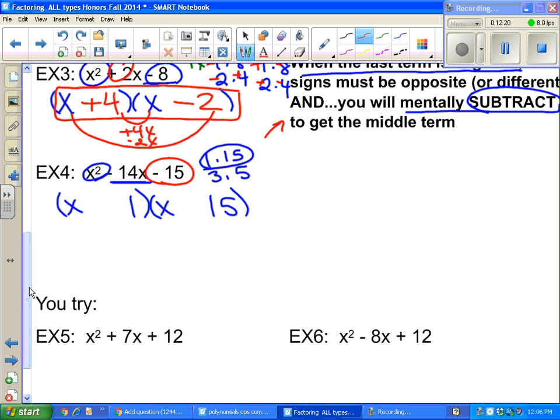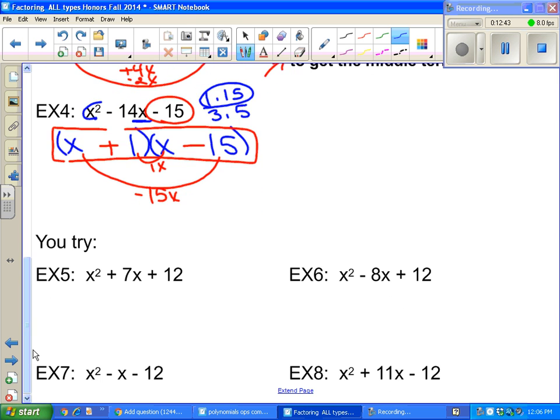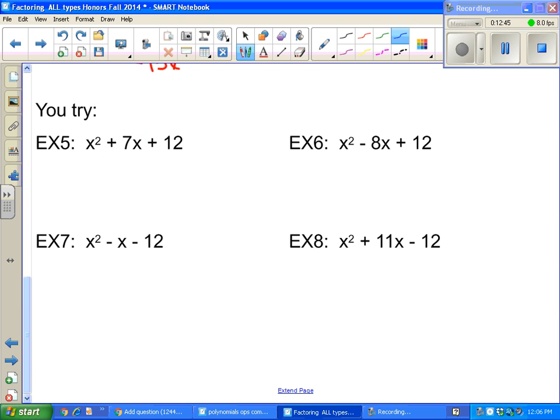This time I know that I have a -14. So when I do my mental check step, that's 15x, and that is +1x. I need my 15 to be a negative. So I'm going to put the negative with the bigger number, and the 1 is going to be my plus. Okay, and that would work to give me my mental check. All right, if you want to, pause the video and give yourself a chance to try these next ones on your own. Pause the video now.